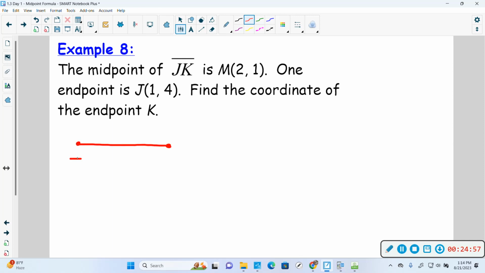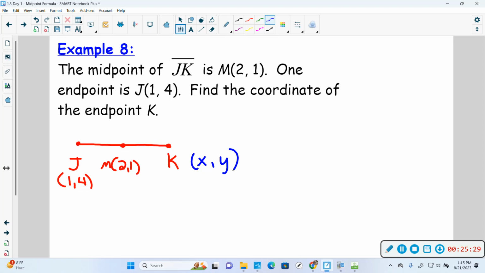Okay, midpoint of JK. M is at 2, 1. I'm just labeling everything. And J is at 1, 4. So they want you to figure out the coordinates for K. That's what we're going to solve for, the blue X and Y. Now, a couple different ways you could do this. I'm going to show you the easiest way, the non-book way.